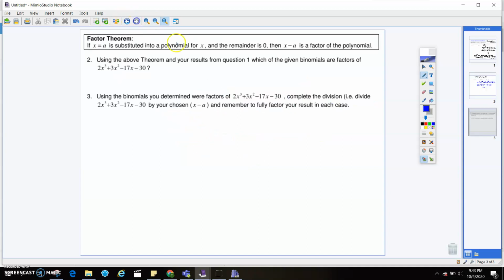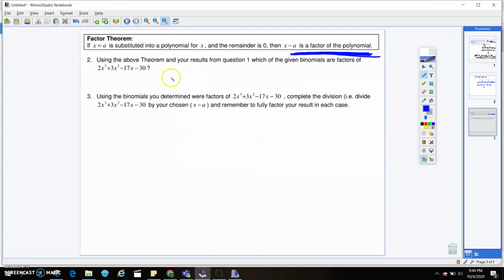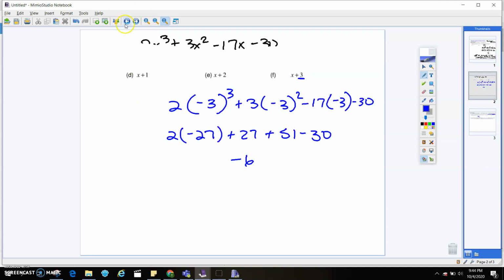All right. So let's talk about the last little thing that we need to know. So factor theorem is saying that if x is equal to a is substituted in for x and the remainder is 0, then x minus a is a factor of the polynomial. So just like what I talked about a second ago, the fact that if it has a remainder of 0, then that is an x-intercept or a factor of that polynomial, okay? So use the above theorem and your results from question 1. Which of the given binomials are factors of this? Remember when we were like, oh, we know that negative 2 has a remainder of 0. Then that is a factor, okay?